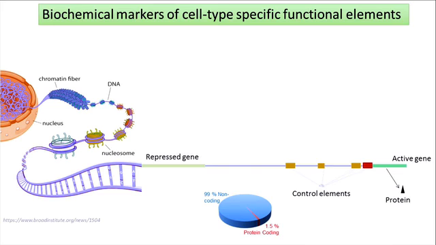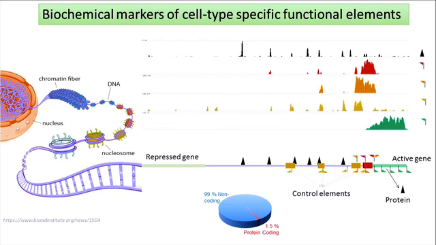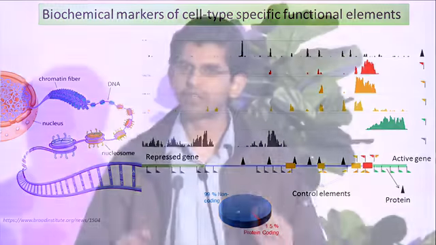So how do we actually do this? Well, the secret is, thankfully, cells use various kinds of biochemical markers that I show you here as little red, yellow, green flags. Each of these biochemical markers mark different types of elements. These include the control elements as well as the genes.